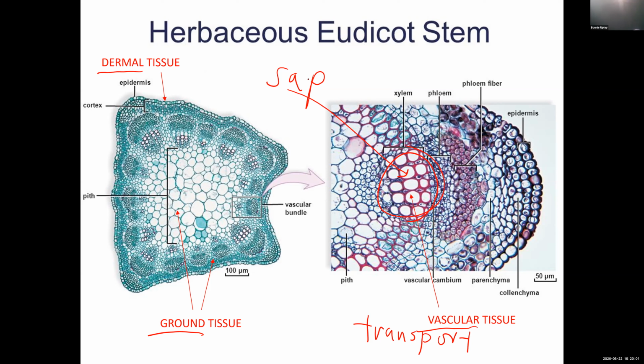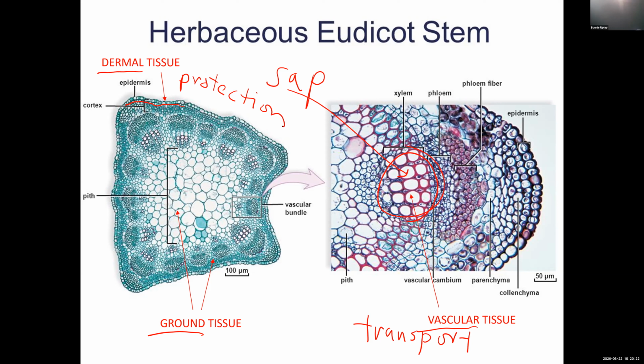The dermal tissue is always going to be just this one layer of cells in our herbaceous eudicots. And it's going to be very simple cells, and they're going to be forming the surface, and their function is protection, like our skin.